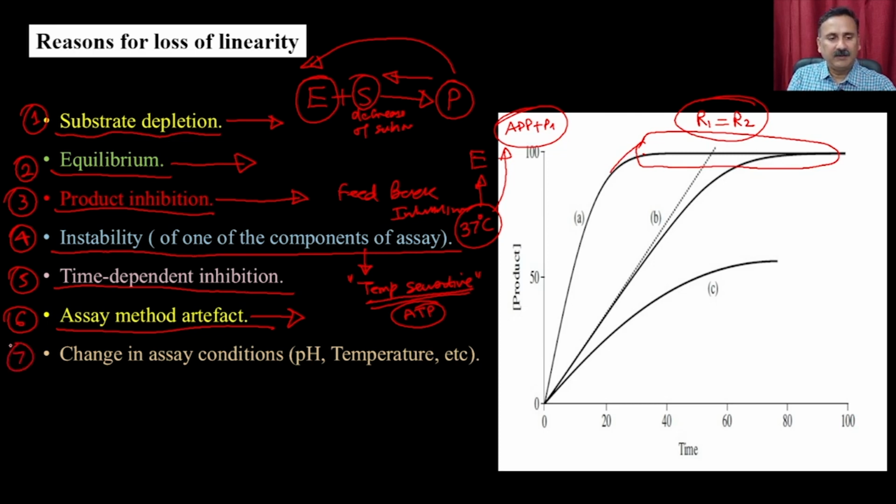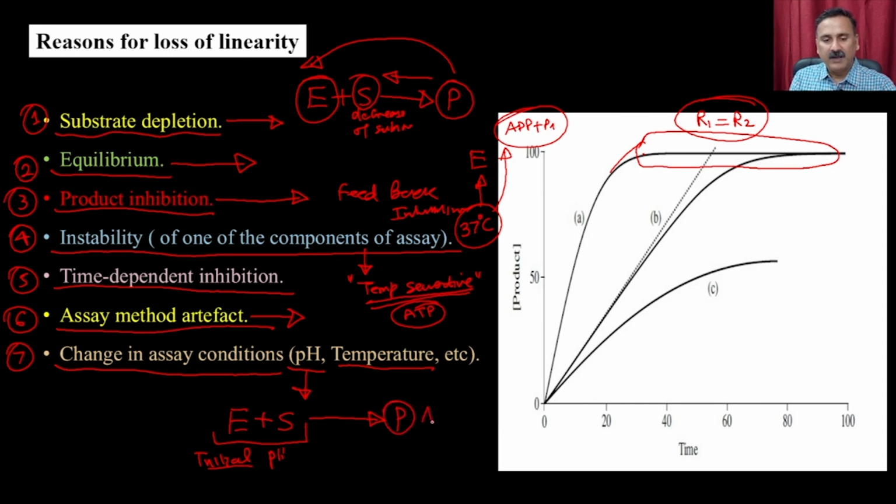And the number six is change in the assay conditions. This is very important, right? You are going to have a change in pH or temperature. For example, in some enzymes, when the enzyme is processing the substrate, in the initial reaction you have set the pH, everything right. But when the product is forming, and suppose the product is acidic in nature, that is slowly going to start affecting the pH.